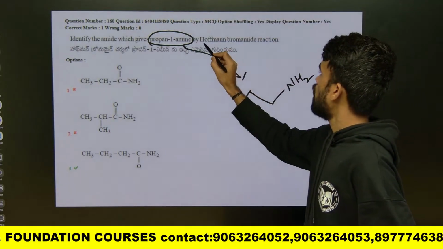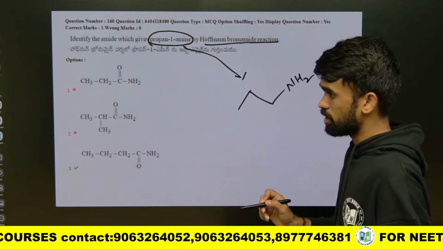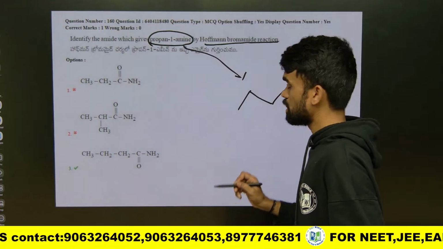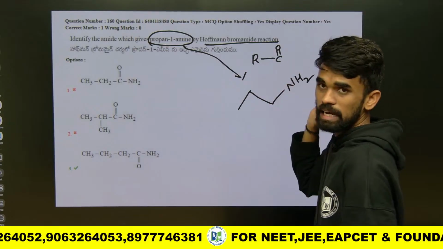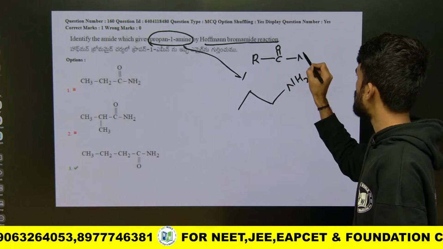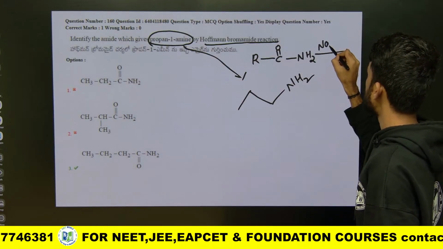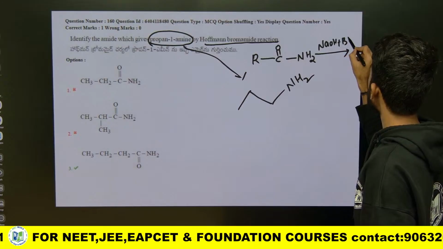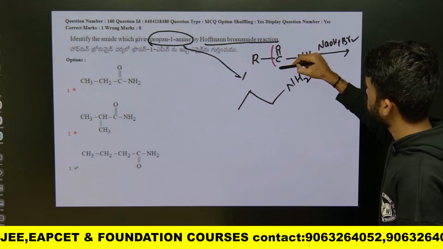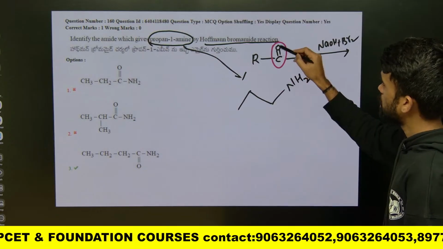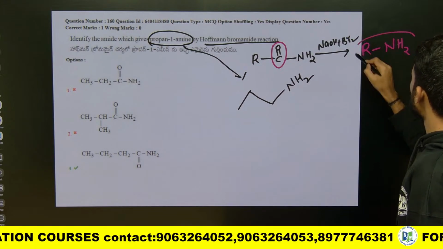In Hofmann bromamide degradation, what happens? Look here. Whenever we have an amide, whatever the alkyl group it is, in the Hofmann bromamide reaction we generally use NaOH, like a base, plus bromine. Now what happens here is, you just need to remove this part. If you remove this part, the remaining part you can add. What is the remaining part? RNH2. So this is our product formed.